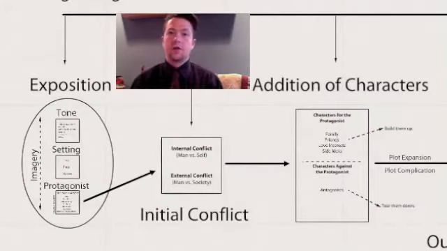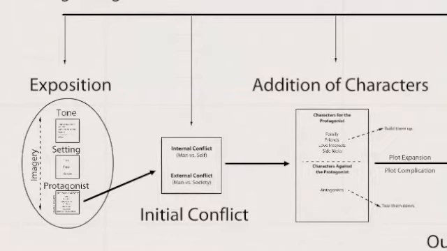As you can see, in the first half of the story we have the exposition, which typically takes up about the first 1 to 3 paragraphs. We have the initial conflict, which gets the story going, and we have the addition of extra characters.